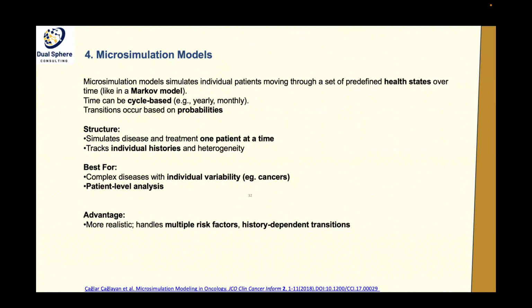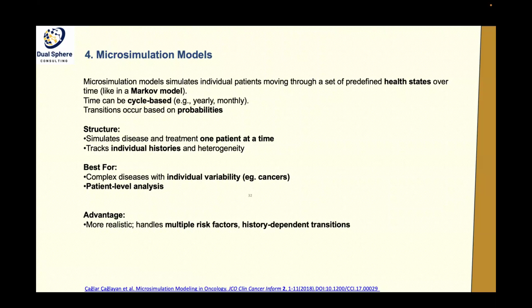And to understand the heterogeneity and individual history, it is again data intensive. So you need a lot of data to feed into the model to actually understand the individual heterogeneity and variability, and it is best when you have patient-level data. It is best when you want to see individual variability, like in diseases where you have individualized treatments.